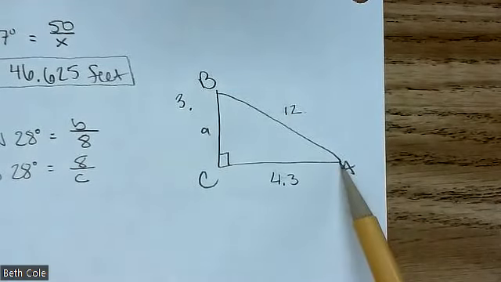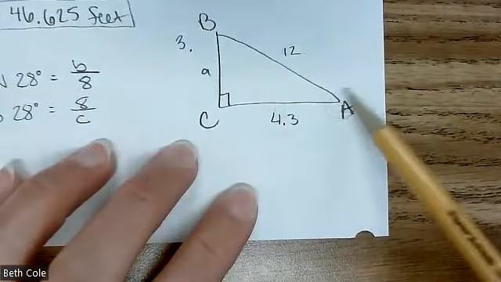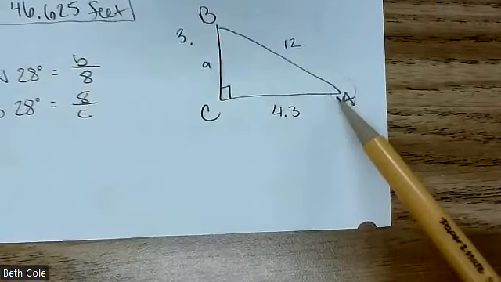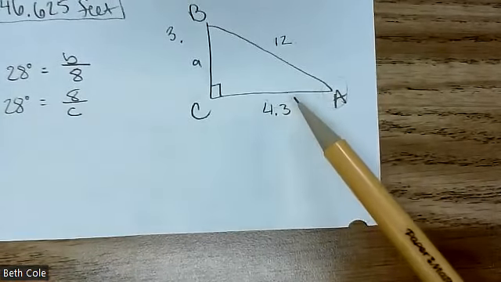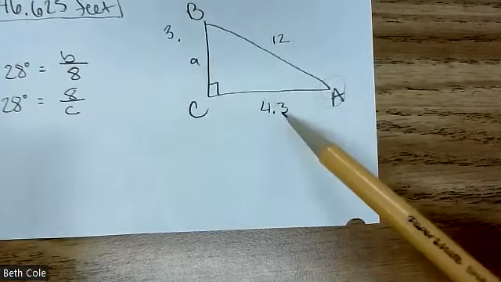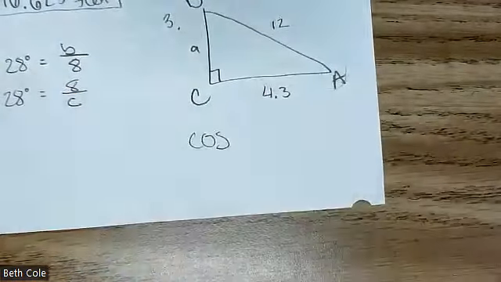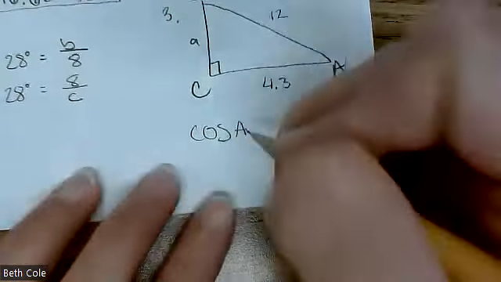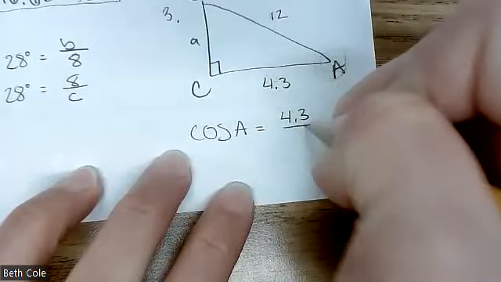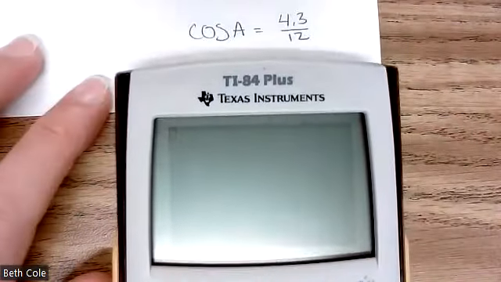So let's find angle A. Just watch me point to it. You are here. If this is the one you're trying to find, this is your point of view. 12 is the hypotenuse. What is 4.3? So adjacent and hypotenuse means cosine. So cosine of what? Good. Cosine of A equals 4.3 over 12.